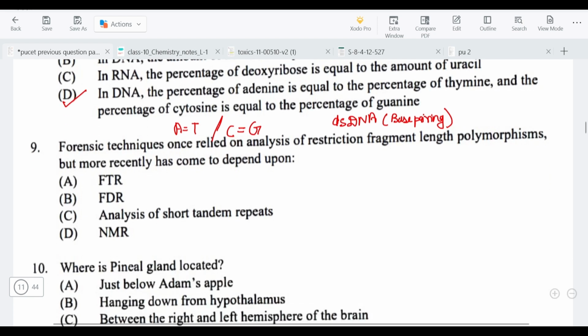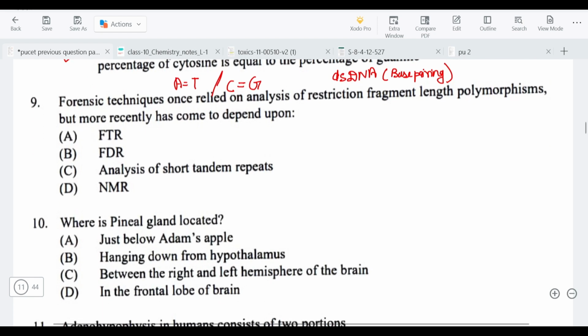Next question: forensic techniques once relied on analysis of restriction fragment length polymorphism, in short RFLP, but more recently have come to depend on. The answer is analysis of short tandem repeats. Whether it is RFLP or STR, they are part of biotechnology and constitute a very important content for the MCQs, so carefully read these statements.